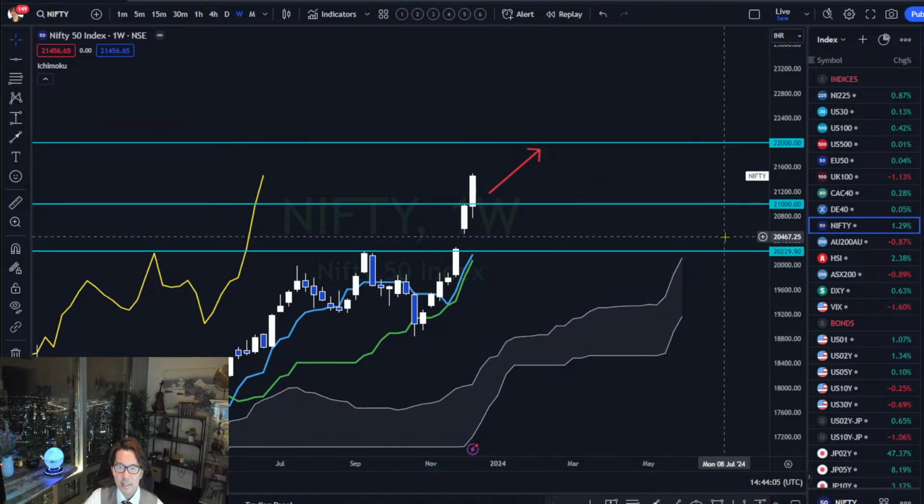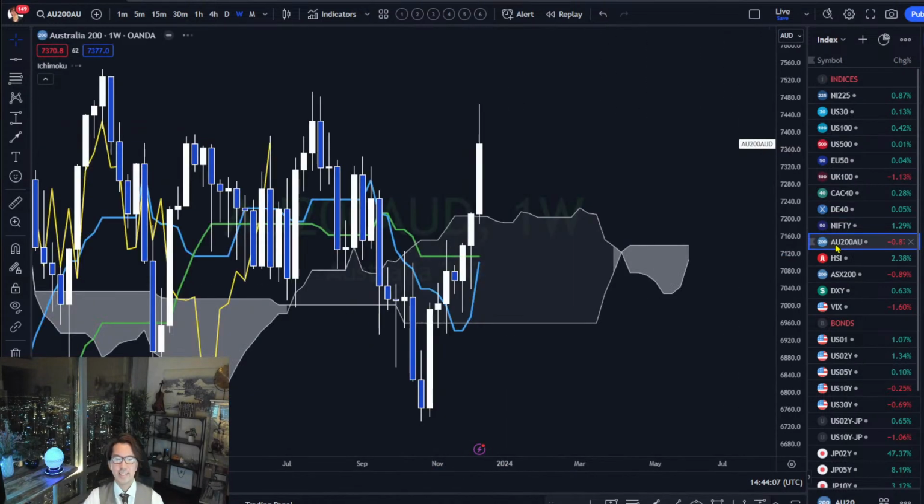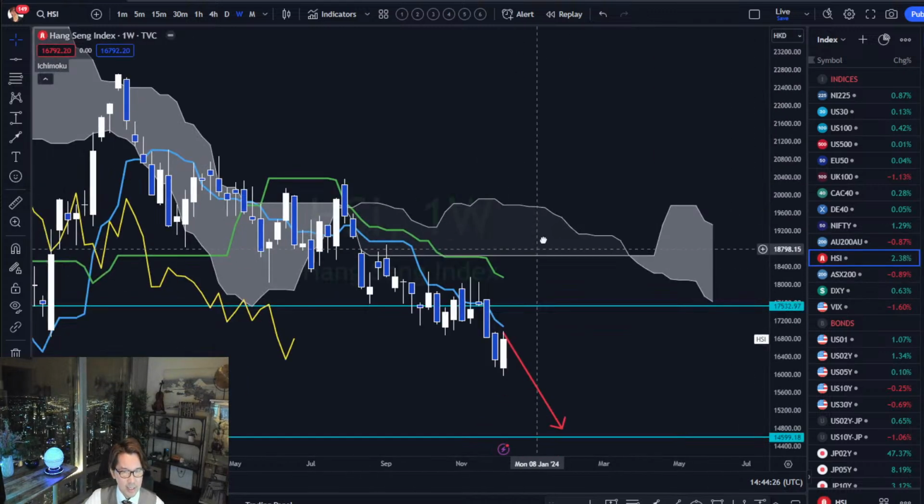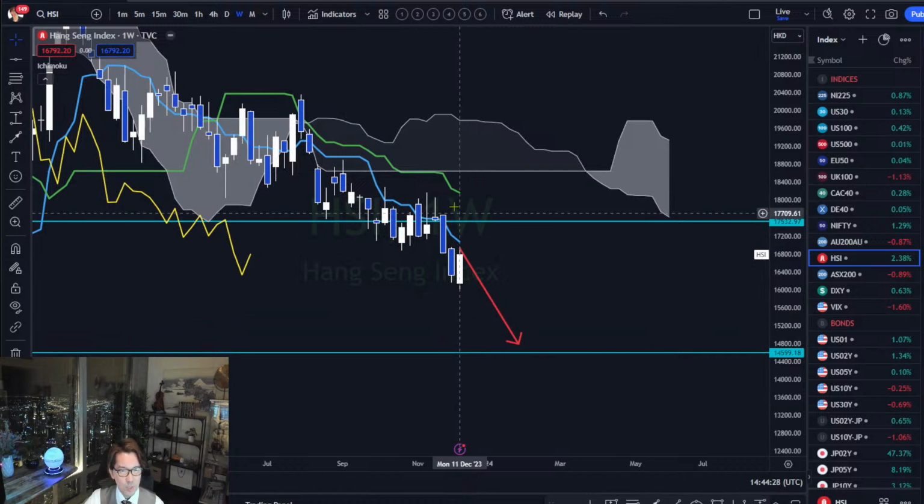Okay, so next is AU200. Australia 200 last week was bullish, but overall range still. Kumo flat, Kijun-sen flat, Chikou span touching, overall range. So we cannot trust the bullish trend anymore. So that's Australia 200. And finally, Hang Seng Index. Hang Seng has been bearish. Like I mentioned last week, Kumo down, Senkou span A and B both down, Kijun-sen down, Chikou span below candles. So it's a downtrend basically.